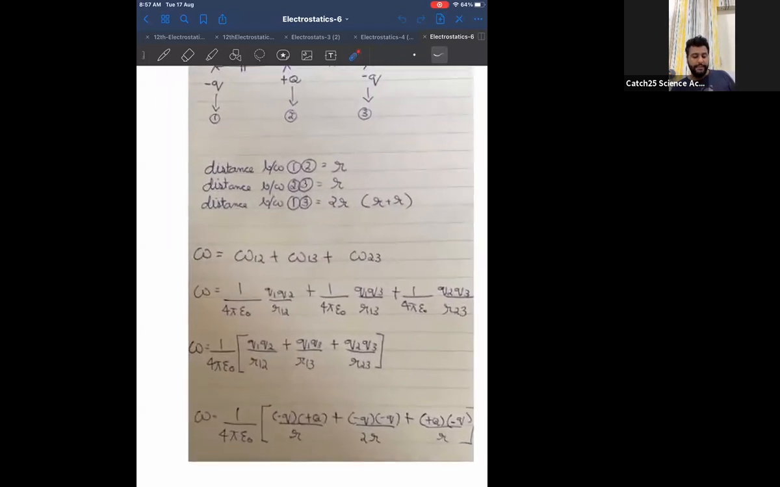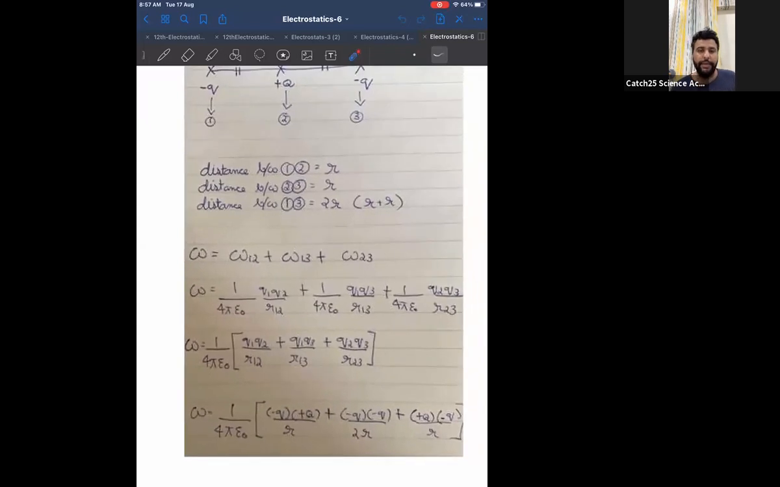Now look at the answer. I have to find the ratio of capital Q by small q. I'll just give you a hint. Look at this. Now what is W12? 1 by 4 pi epsilon naught, charge at 1 into charge at 2 divided by distance. Now what is charge at 1? Q1. What is charge at 2? Q2. Now what is Q1? Minus Q, plus Q.